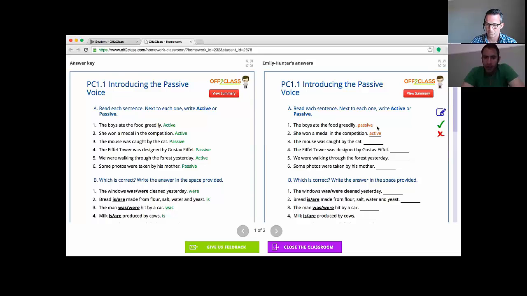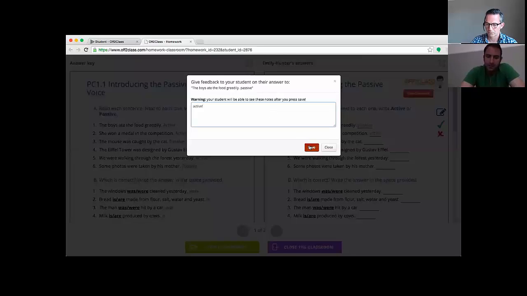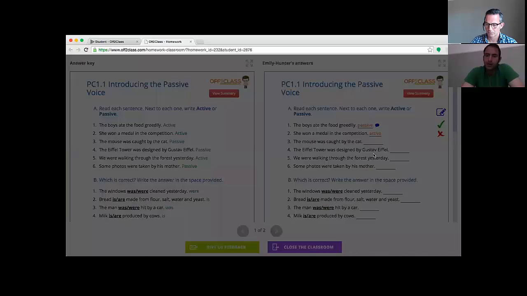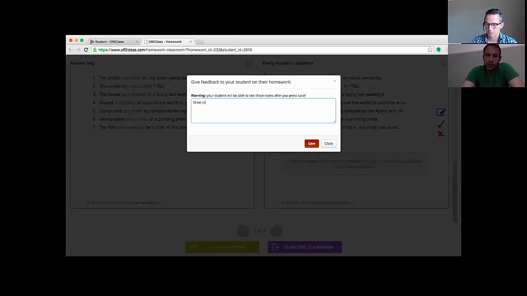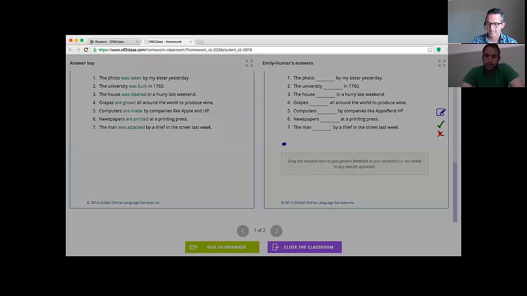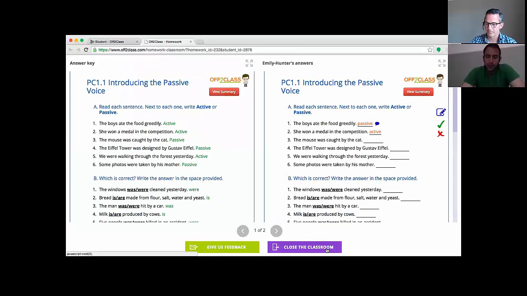So I got number 1 incorrect. The answer was actually active and I put it in passive. So I can use this notepad on the right here to leave live feedback for Emily. So here I'll say, just make a comment. And I can also use the notepad to leave general comments to Emily that aren't linked to any lesson. Good job, Emily. And I'll close the homework because I'm done taking it up with Emily, and I'll mark it as reviewed.